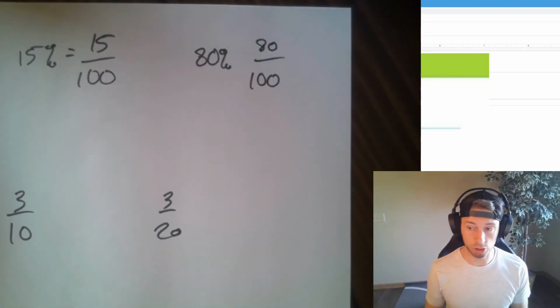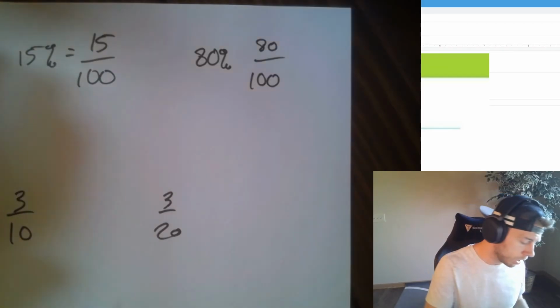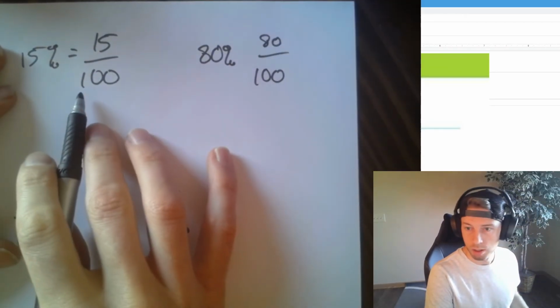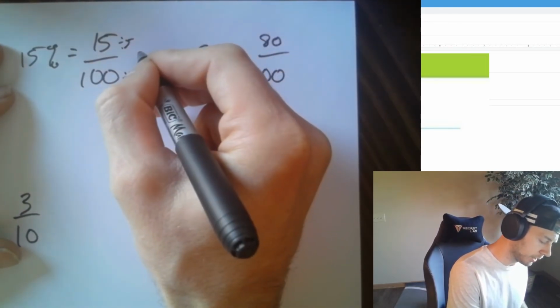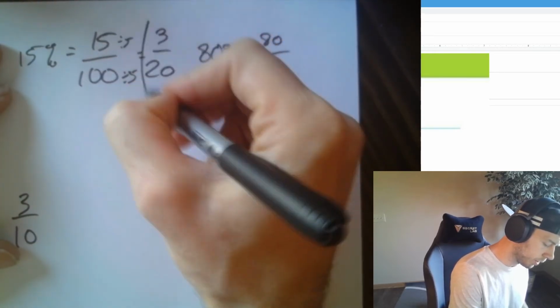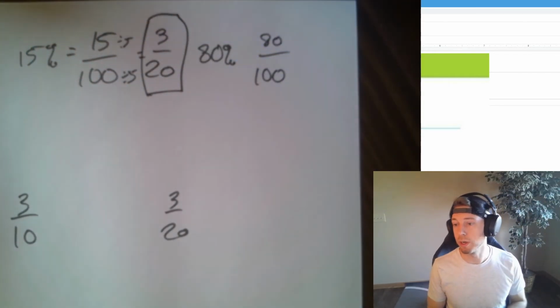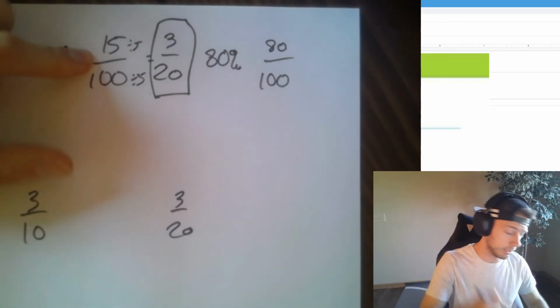Now, those are good answers, but they're not great because they can be simplified. I know that 15 and 100 can both be divided by 5. I'm going to whittle this down a little bit, and that's going to equal 3 out of 20. So for the first one, 3/20 is the best answer. If you got 15 over 100, good job turning it into a fraction, but we need it simplified.